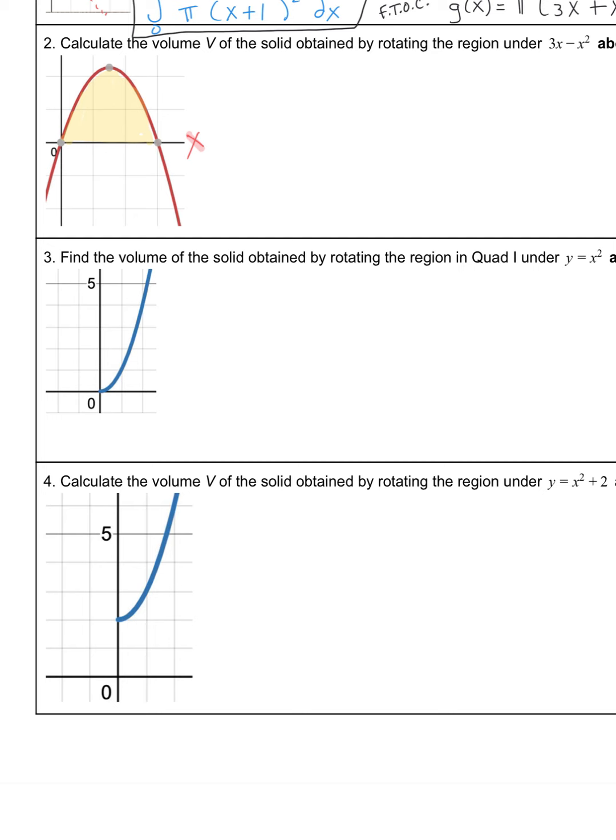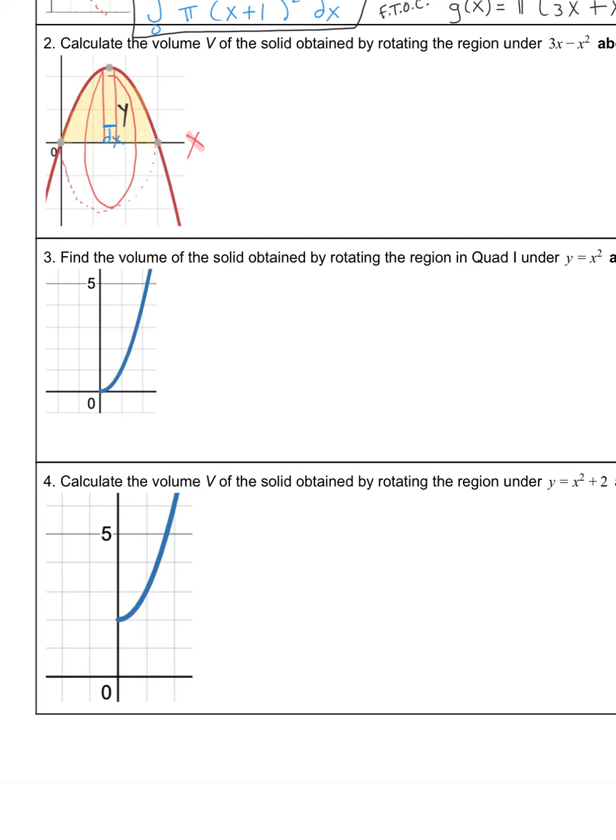Okay, so there's our region. Let's put in our rectangle. It has to be horizontal since we're rotating it about the x-axis, and then it helps to reflect that curve across the x-axis, and then our disk is right here. So we have radius y, and we have a height, our thickness of our disk, dx.